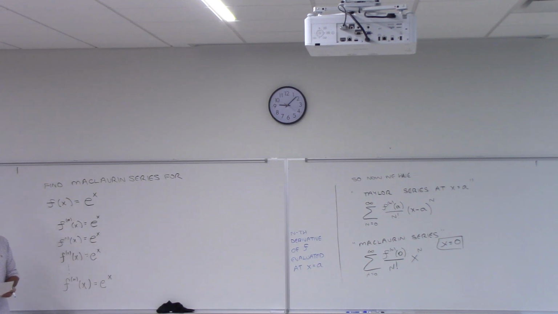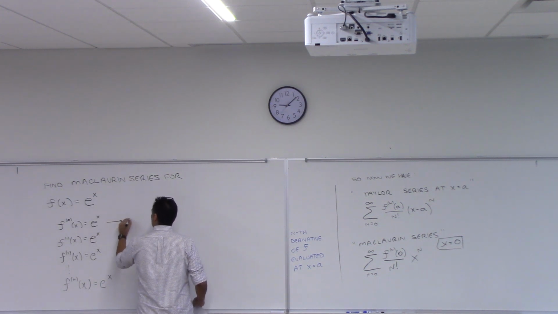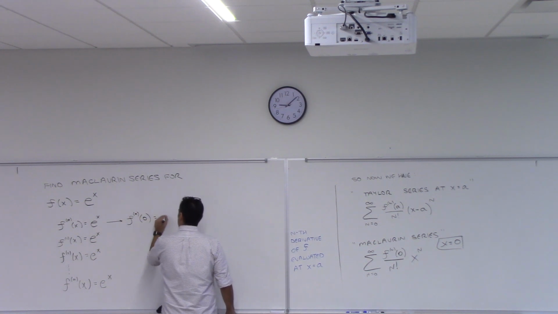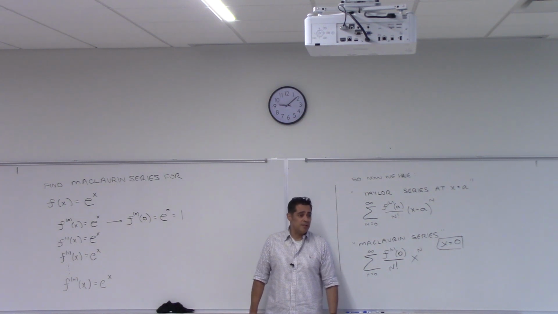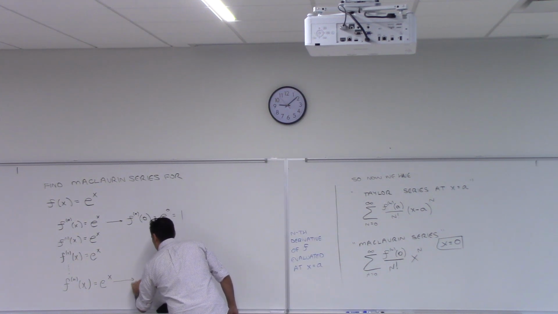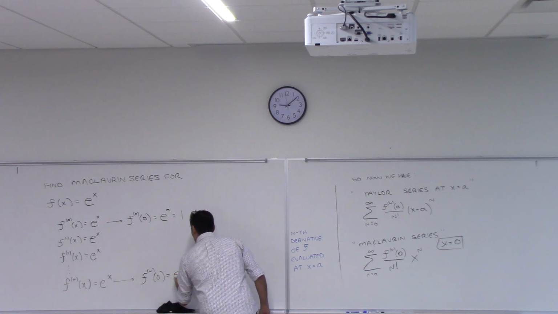Now I move to step 2. Since I'm doing a Maclaurin series, I want to evaluate these derivatives at where? x equals 0. Why? Because I'm asking for Maclaurin. Maclaurin is when x is 0, so we're centering this at 0. When I take that 0th derivative and plug in 0, I get e to the 0, which is 1. And that's going to happen for every one of these, isn't it? Every single one, I'm going to get 1. Even down here, the nth derivative at 0 will be e to the 0, which is 1.